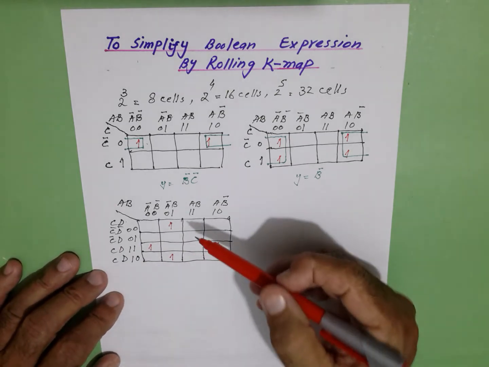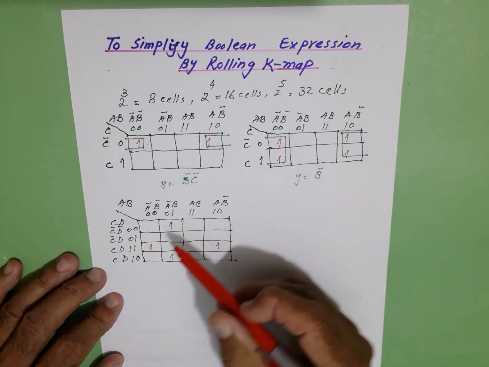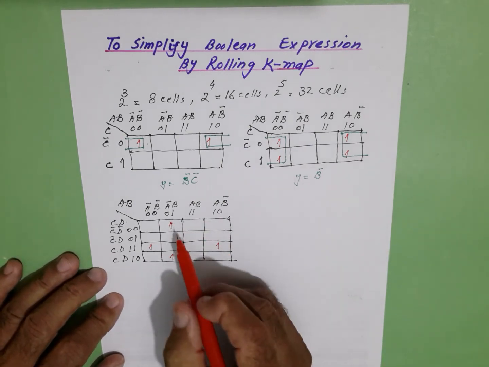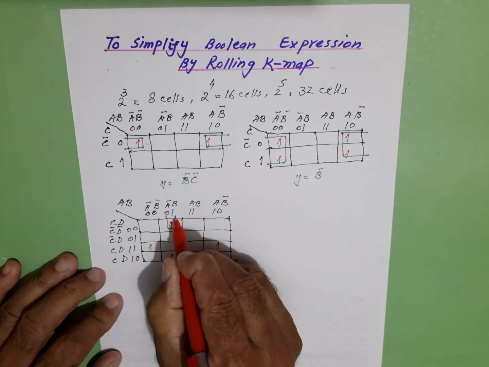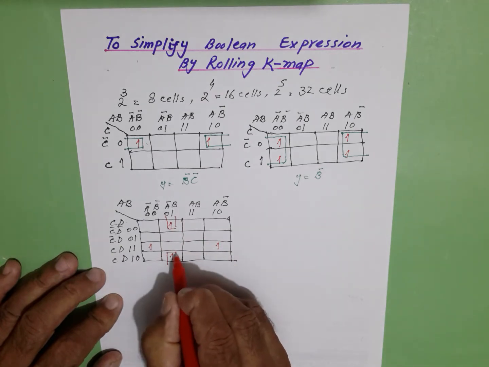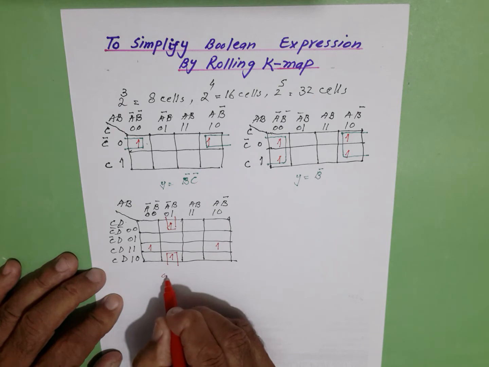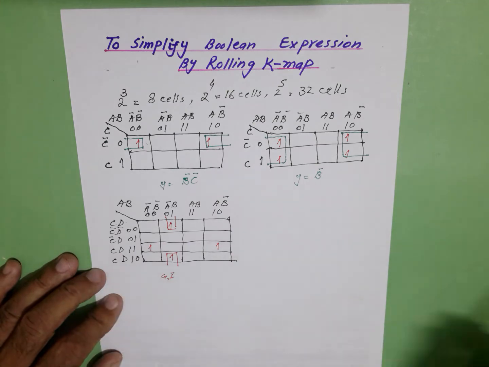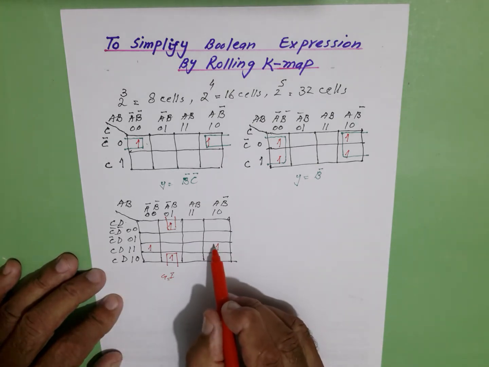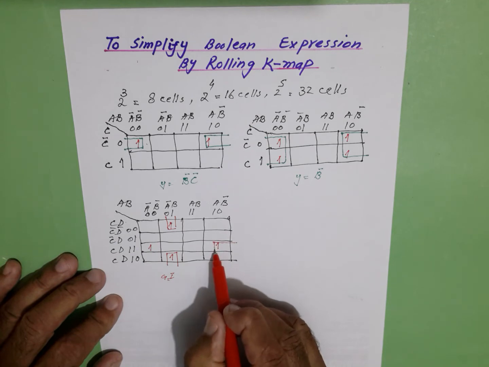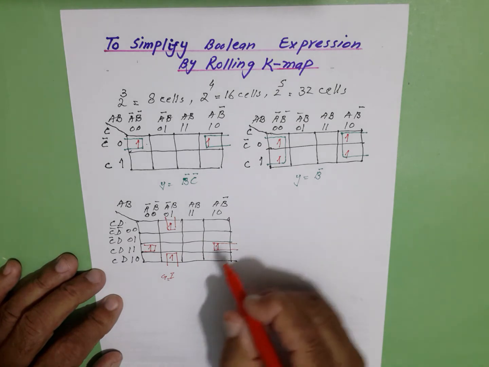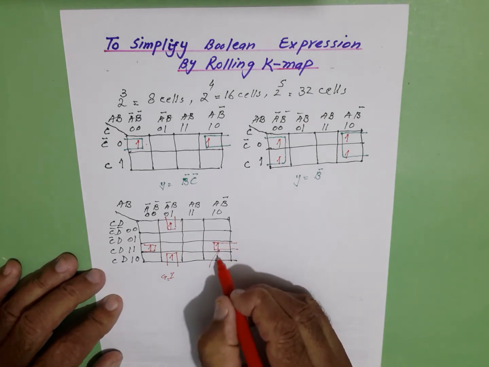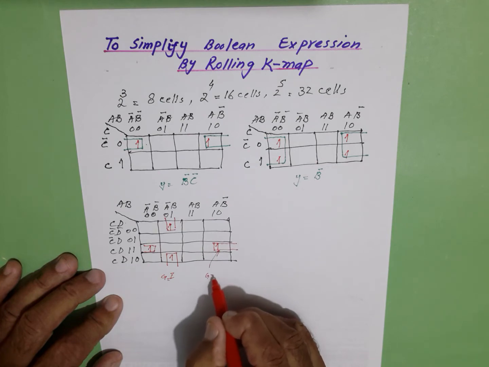When we roll from top to bottom, this is column. We say this can make group with this one. This is called group 1, and when we roll horizontally left and right, this one can make group with this one. This will be called group 2.